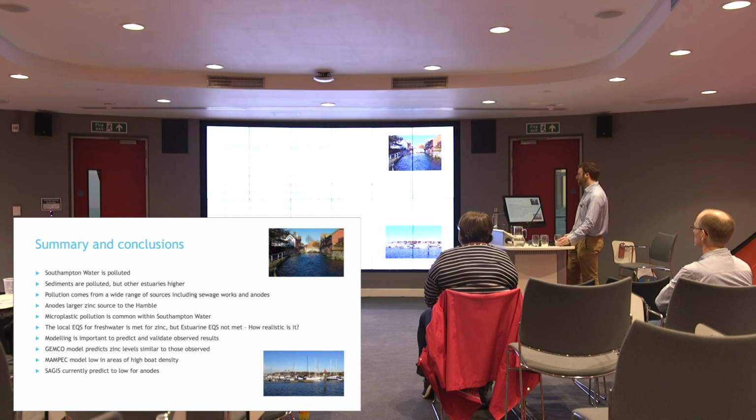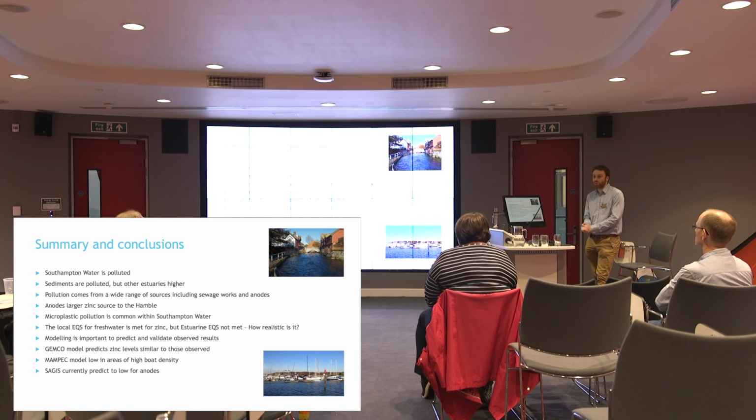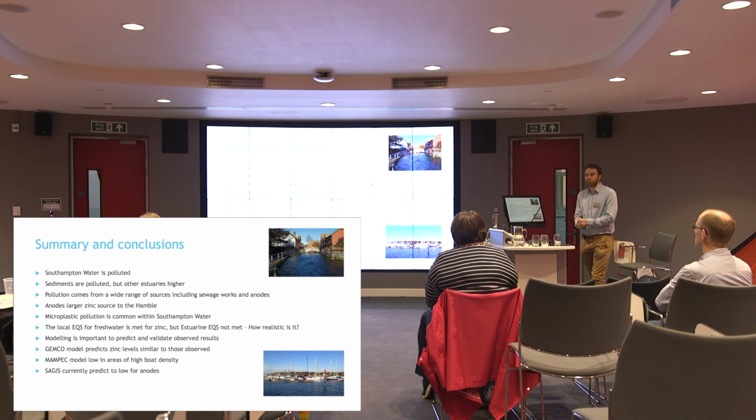So to conclude, yes, Southampton Water is polluted, but not too alarmingly. Anodes are by far the largest source of zinc to the Hampshire estuary environment, but other sources such as sewage works will also have a part. Microplastics are also a pollution source common in Southampton Water, and the local freshwater EQS is met for zinc, while the estuarine one of 7.9 microgram per litre isn't met, and we're questioning how reliable this really is.